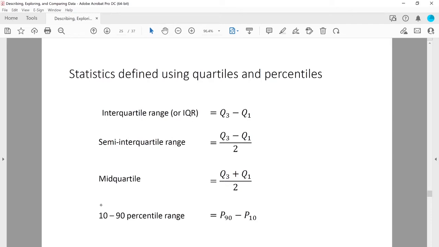Some other information: the difference between Q3 and Q1 is called the interquartile range. The semi-quartile range is that number divided by 2. The mid-quartile is Q3 plus Q1 divided by 2, and the 10 to 90 percentile range can be found by finding the difference between P90 and P10.